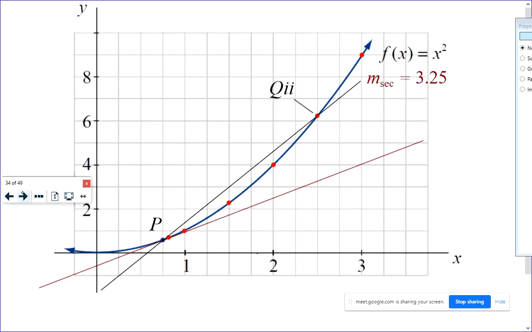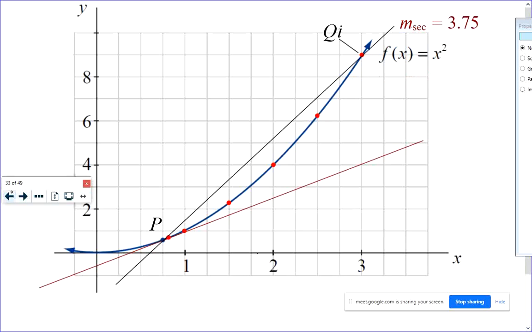If we calculate the slope of secant line PQ2, we get 3.25. Now, is the slope of that secant line PQ2, which is drawn in black, the same as the slope of the tangent line which we're after? No. But is it closer to being the slope of the tangent line that we're after than the secant slope for PQ1? Absolutely, it's closer.